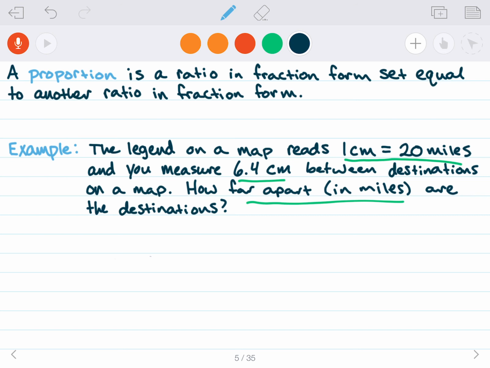So we need to set up 2 fractions, one on the left side of the equal sign and one on the right side. And we want to make sure that our units are at the same level. So the 2 units here, we have centimeters and we have miles.